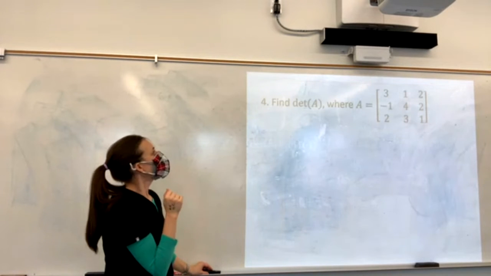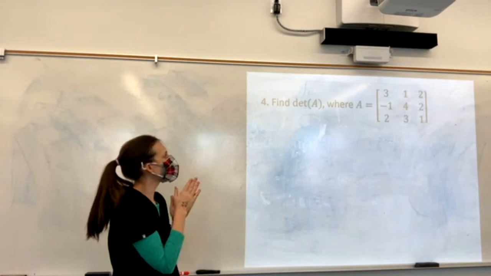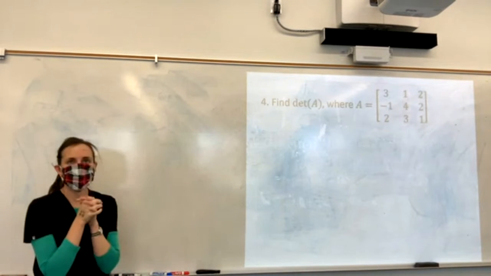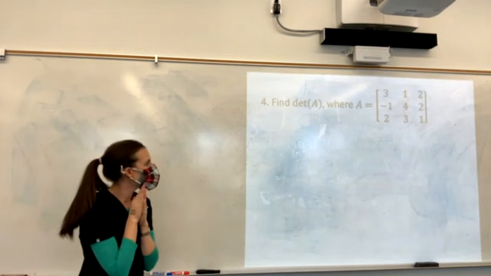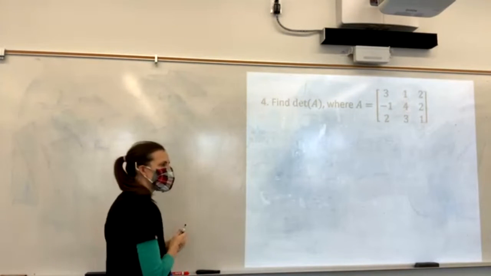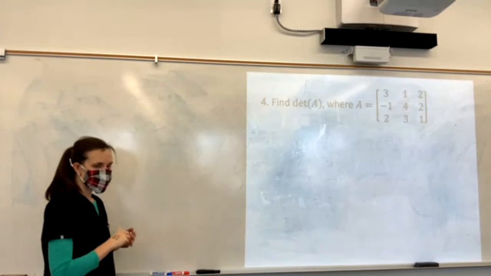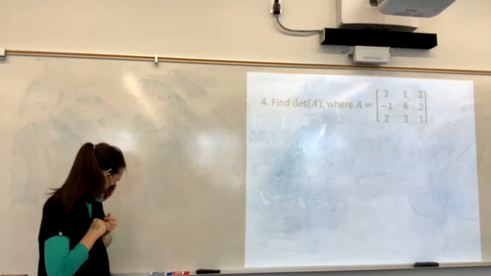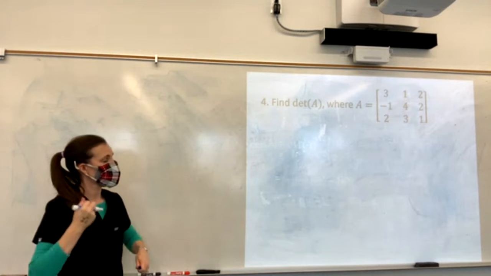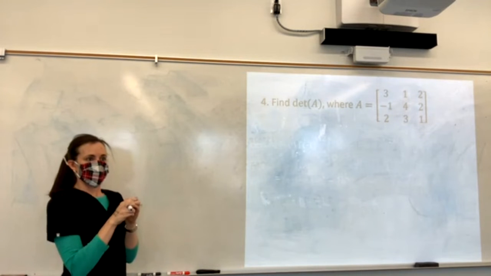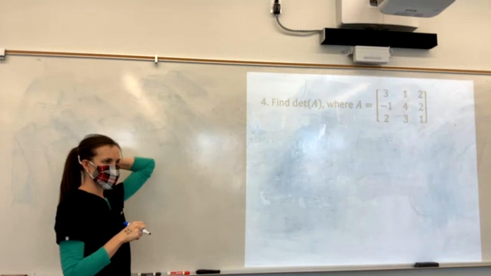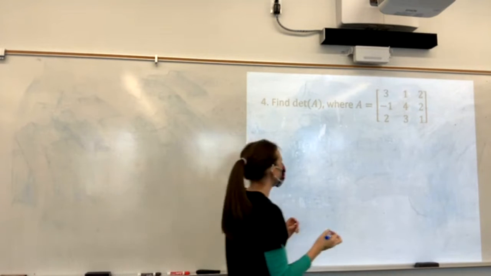Okay, so let's do a couple more. All right, so here is another 3 by 3. We can work our way across any row or down any column. What looks good to you? There's no right or wrong answer. Which one looks the most appealing? Sean, which one do you want? Row 3. Row 3 looks good to me.